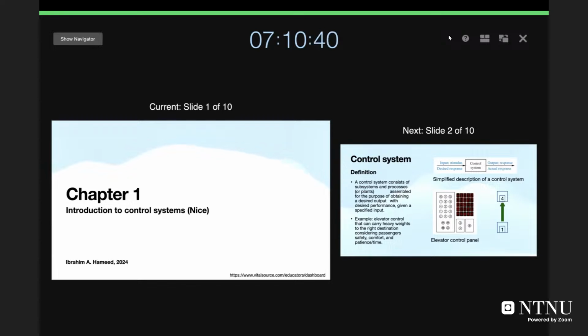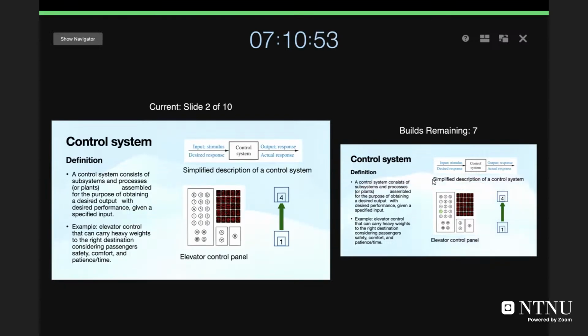So first, what is the definition, for example, of a control system? What is the definition and some examples? So we will start with this. Yes. So control system, what is the definition of a control system?